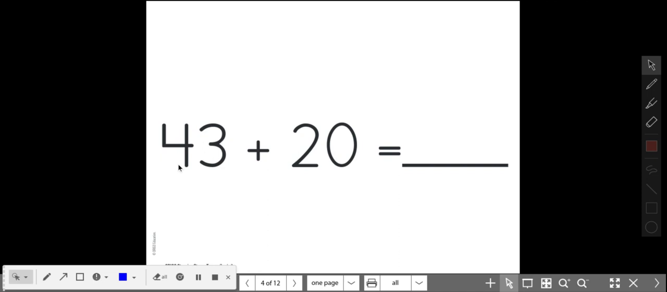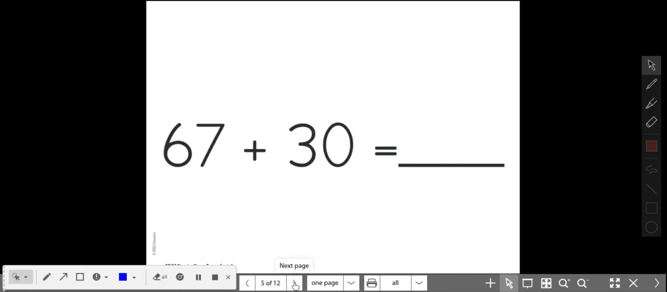On this one, I still see a 4 in the tens place and a 2 in the tens place on the second number, but this time I see a 3 in the ones place for 43. I'm still going to stick with my idea of just doing the tens. So 40 plus 20, so 4 plus 2 equals 6. And then 3 plus 0, well, if I have 3 cookies and I don't get any more cookies, then I still just have 3 cookies. So it's 63.